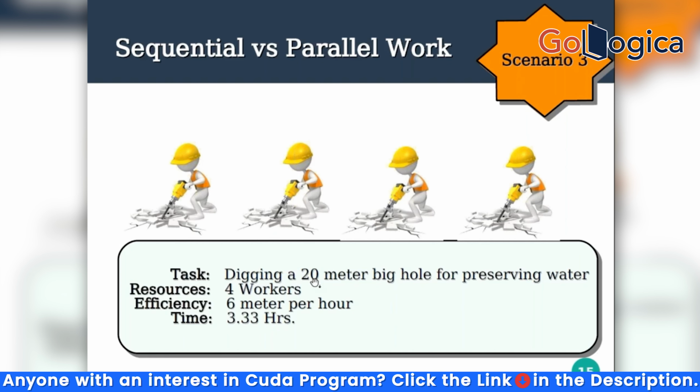Again, the task remains the same. We have to dig a 20-meter hole, and now instead of using one worker, I'm using 4 such workers. So obviously, for one worker, the efficiency is 1.5 meters per hour. Now, if we combine all these 4 resources together, the combined efficiency is 6 meters per hour, right? And the time required to perform this entire task of digging the 20-meter hole is now reduced to 3.33 hours, right? And the same thing we can relate to your computer system.